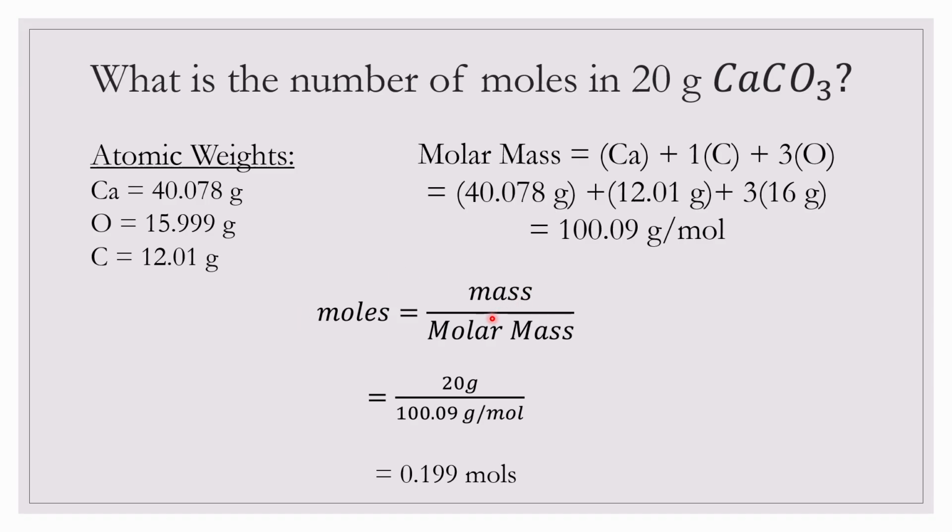And then we'll use the formula moles is equal to mass divided by molar mass to find the number of moles. So we are given that the mass is 20 grams, and then we just calculated the molar mass. So if we do 20 divided by 100.09, we get 0.199 moles because the grams will cancel out.